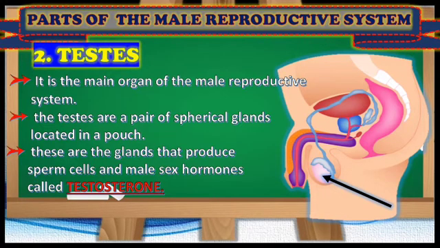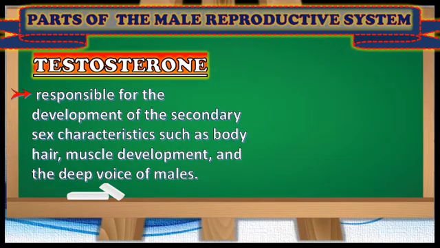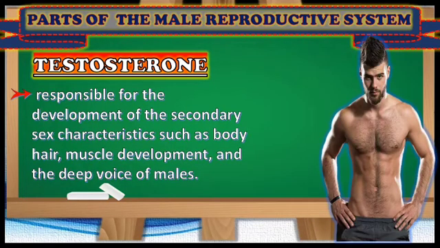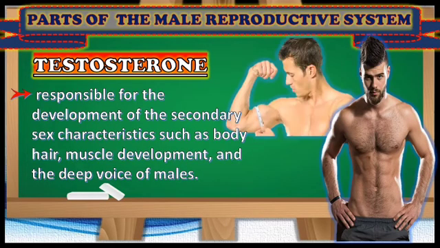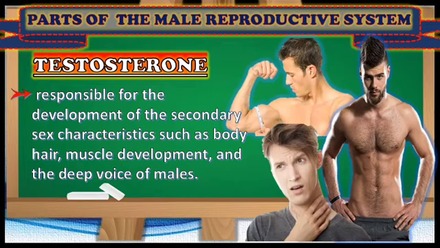Ano nga ba tong testosterone na tinatawag? So, ang testosterone is responsible for the development of the secondary sex characteristics such as the appearance of the body hair, the muscle development, and the deep voice of males. So yan yung may kinalaman sa testosterone. Yun yung characteristics, yung quality na andun sa semen o sperm cell na nakalagay sa testes.